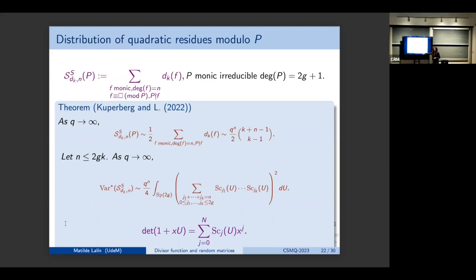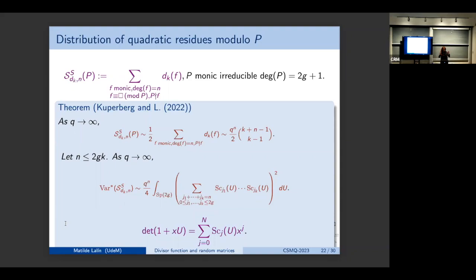Excuse me, what is the variance here? It is the variance of this sum. You take the sum, the average is given by that, although you compute the variance using the main term and not this. That's why we have a star there. And then we take the variance.